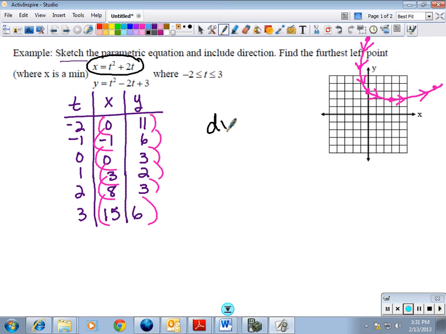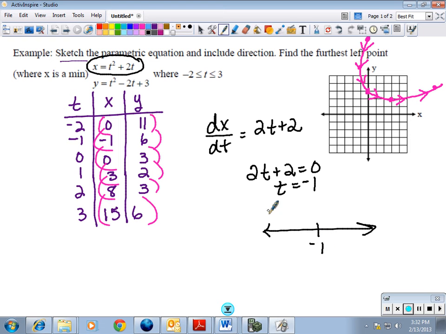So I need to find dx/dt, and that's 2t plus 2. There's my derivative. I'm going to do a sign graph. Solve it for 0, so I'm going to get t equals negative 2 divided by 2, negative 1. Okay. Negative 1, 2t plus 2. I plug in negative 2, I'm going to get a negative. If I plug in 0, I'm going to get a positive. So it is a min.